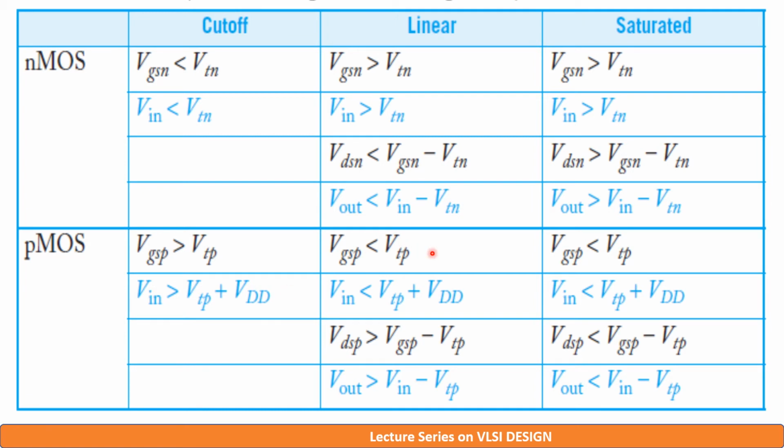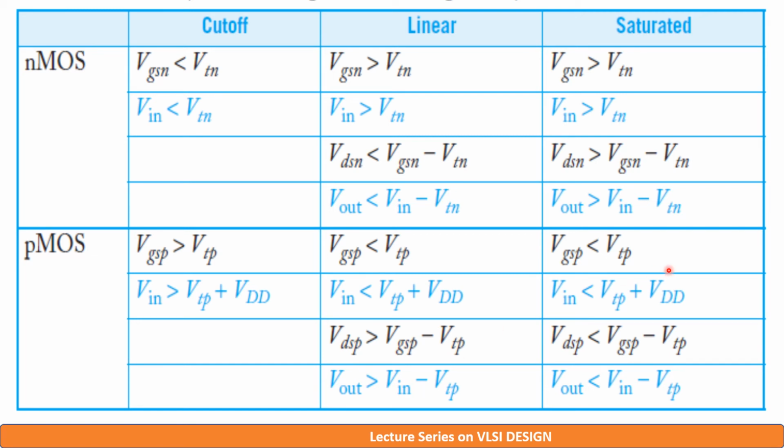For PMOS to operate in linear region, the conditions are VGSP greater than VTP. Once you substitute VGSP and simplify, you get Vin less than VTP plus VDD. And for PMOS in linear region, VDSP is greater than VGSP minus VTP. So substituting VDSP and VGSP, VGSP is Vin minus VDD, VDSP is Vout minus VDD. So substitute and simplify, you will get Vout greater than Vin minus VTP.